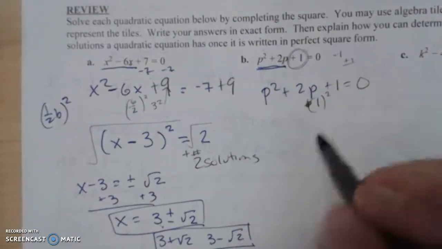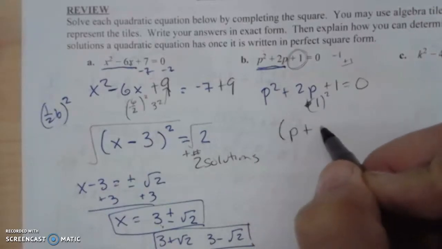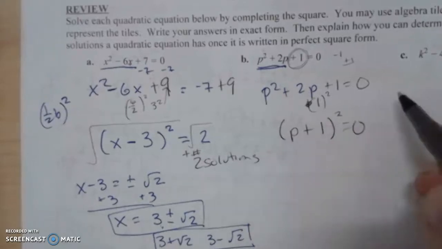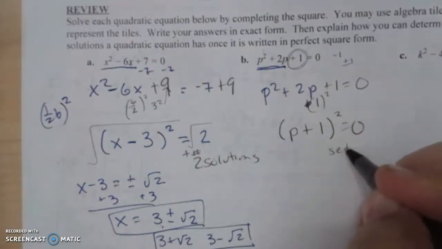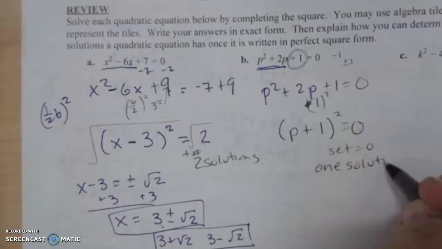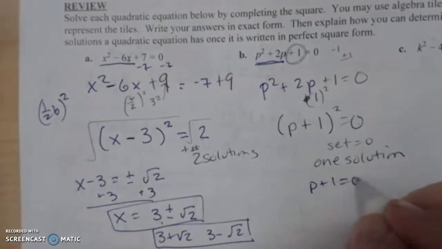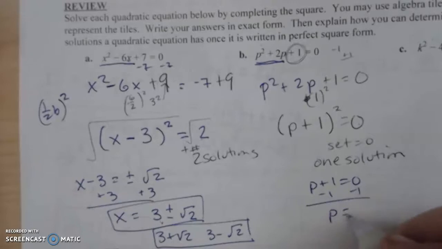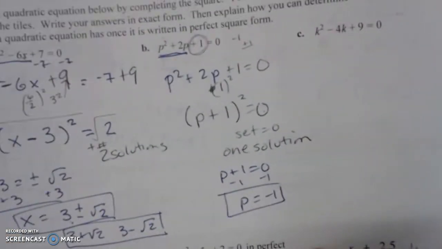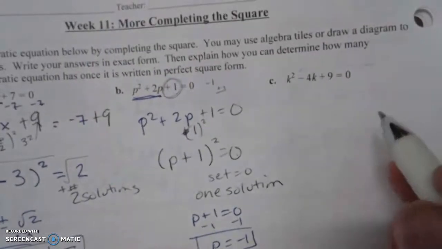I can write this in perfect square format by going p plus, and remember my half, whatever the half number was, is going to go in the parentheses, equals 0. Because this is set equal to 0, that should be a reminder that there's one solution. And let's solve for that solution. We're going to get p plus 1 equals 0. Subtract 1, you get p equals negative 1. We're going to have to be practicing this, I can tell already, because this is a complicated topic.